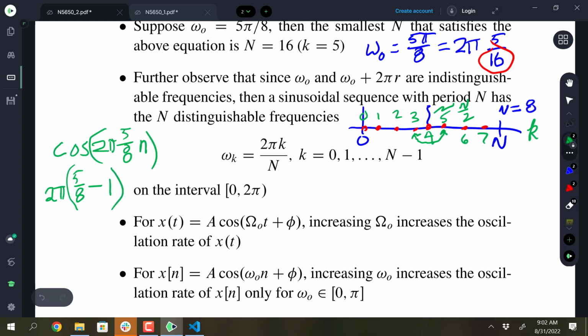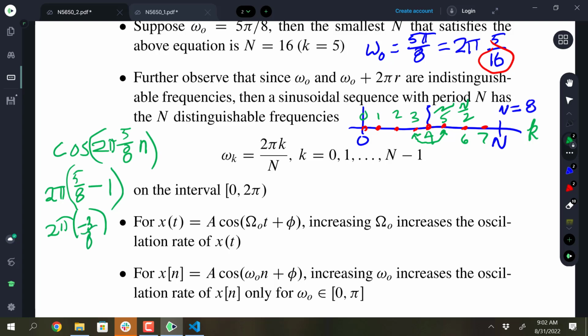So I'm going to take the frequency 2 pi 5 over 8, which is omega naught, and I'm going to subtract 2 pi from it. So when I do that, I'm going to have 5 minus 8, which is minus 3, right? If I'm just over 8.